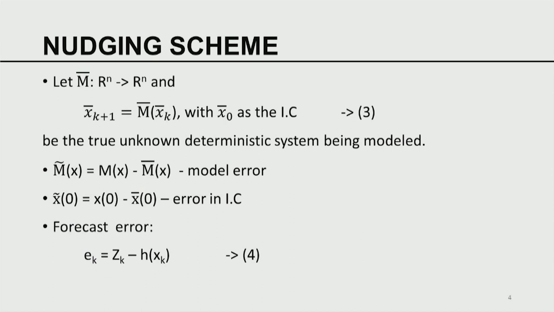So let M bar be the true model dynamics. I am now going to develop a general theory. Let M bar be the true model dynamics: x_{k+1} bar equals M bar of x_k bar, with x_0 bar as the initial condition, be the true unknown deterministic system being modeled. If M bar is equal to M, the model is perfect. If M bar is different from M, the model has an error. So I am now going to consider a generalization of the nudging scheme where I think that the model may or may not be perfect. So let M bar minus M be the model error.